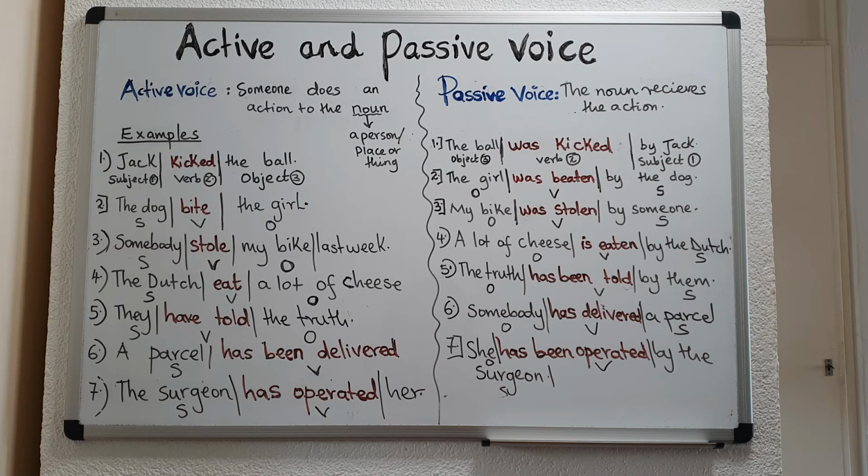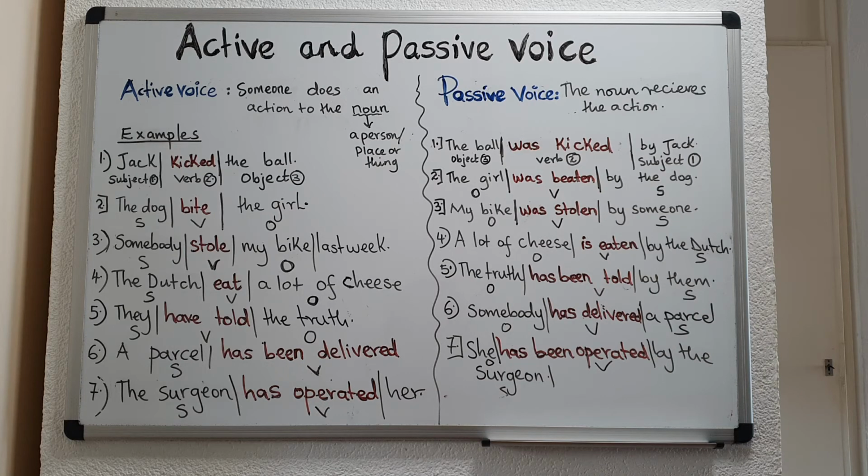Somebody stole my bike last week. That's also the past tense. That's a simple past tense. The Dutch eat a lot of cheese. That is the present continuous tense. The Dutch eat a lot of cheese. So as we are talking now, the Dutch still are eating a lot of cheese. Okay? So the first sentence, the second sentence, and the third sentence are in the simple past tense. But the fourth sentence is in the present continuous tense. The Dutch eat a lot of cheese. That is a fact. Okay?